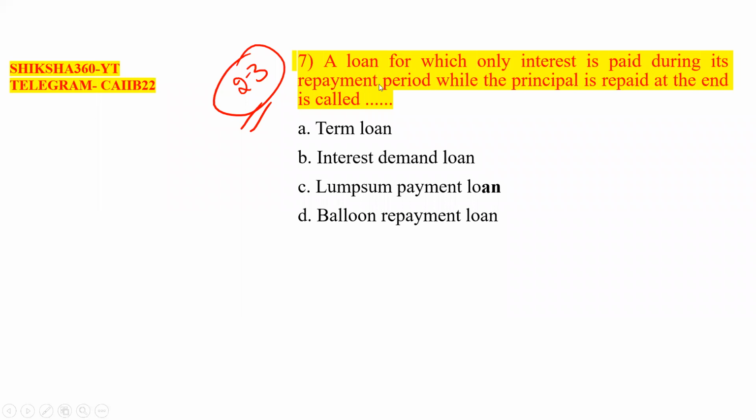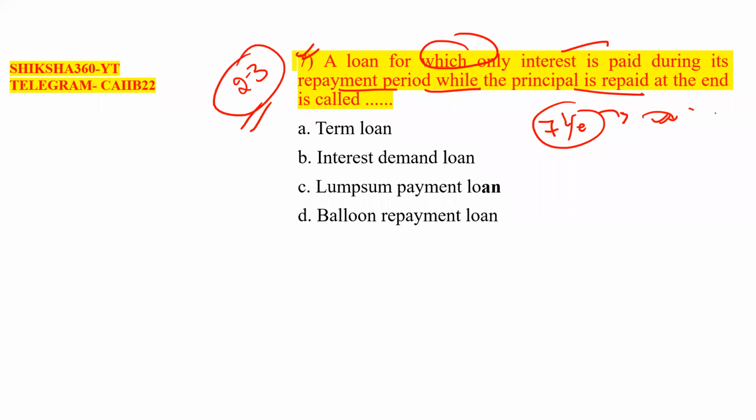Question number 7 says: a loan for which only interest is paid during its repayment period, while the principal is repaid at the end. Like a 7-year loan, every year we pay only the interest, and at the end of the 7th year we pay the whole principal amount. So that system is known as: term loan, interest demand loan, lump sum payment loan, or balloon repayment loan. That is the balloon repayment loan.